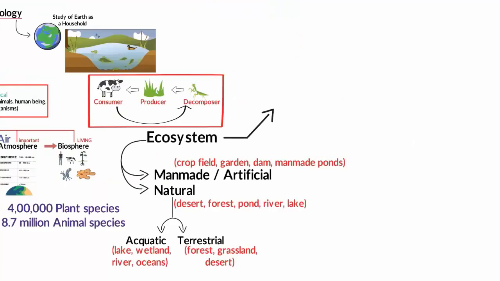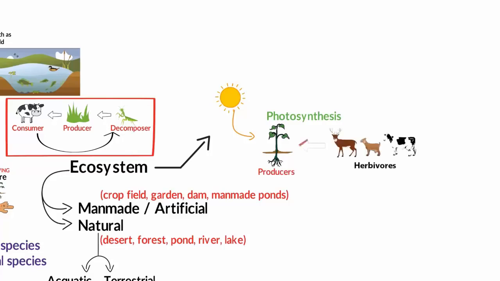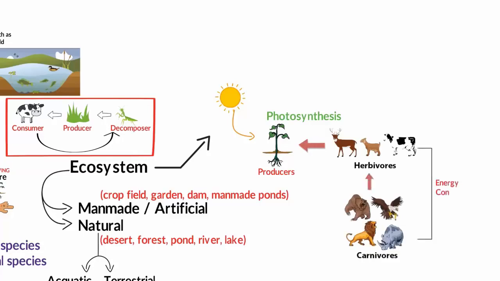So basically, life is based on energy, right? On Earth, the sun is the primary source of energy. Now, plants turn sunlight into chemical energy through a process called photosynthesis. Then, plants and trees are the energy producers. Herbivores, plant eaters, and carnivores, that is meat eaters, are energy consumers. They take in the chemical energy from sunlight through the food they eat. With that energy, they carry out all the processes of life.